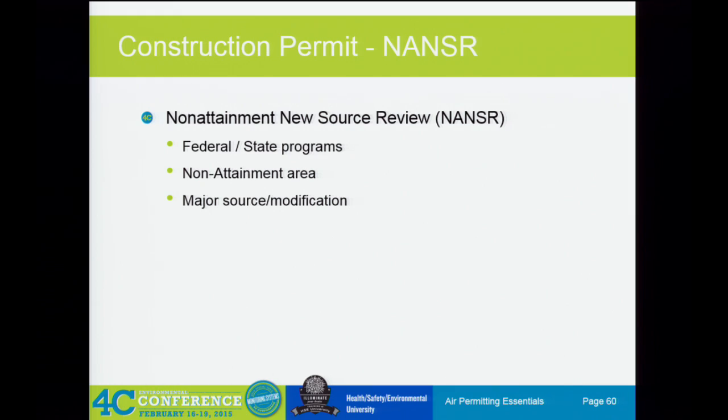The second type of construction permit under the federal program is the non-attainment new source review permitting program. Like the PSD program, it's both a federal and state program. Federal regulations determine your applicability, and the states implement that. Where it differs from the PSD program is that it applies to non-attainment areas instead of attainment areas. It also applies to major source modifications. The difference being that the major source thresholds for non-attainment permits are much, much lower.